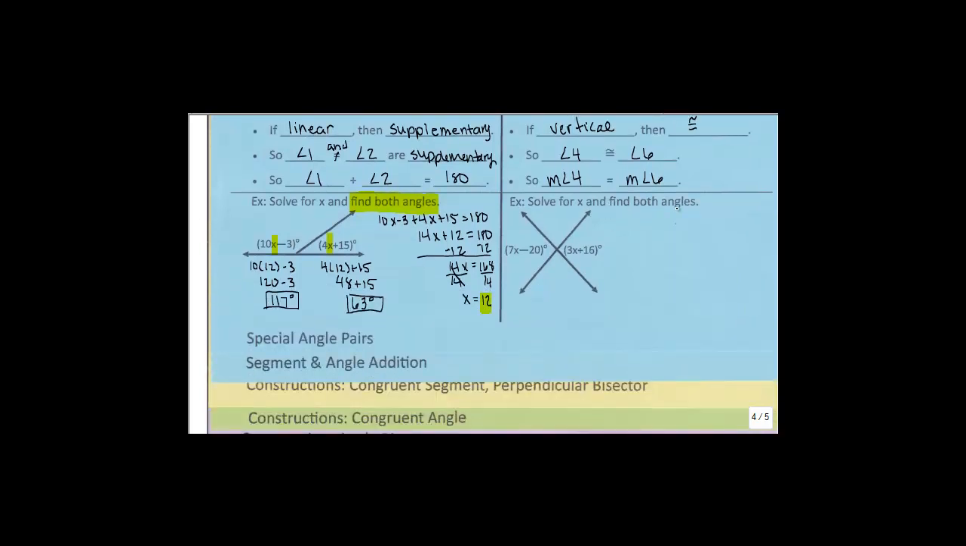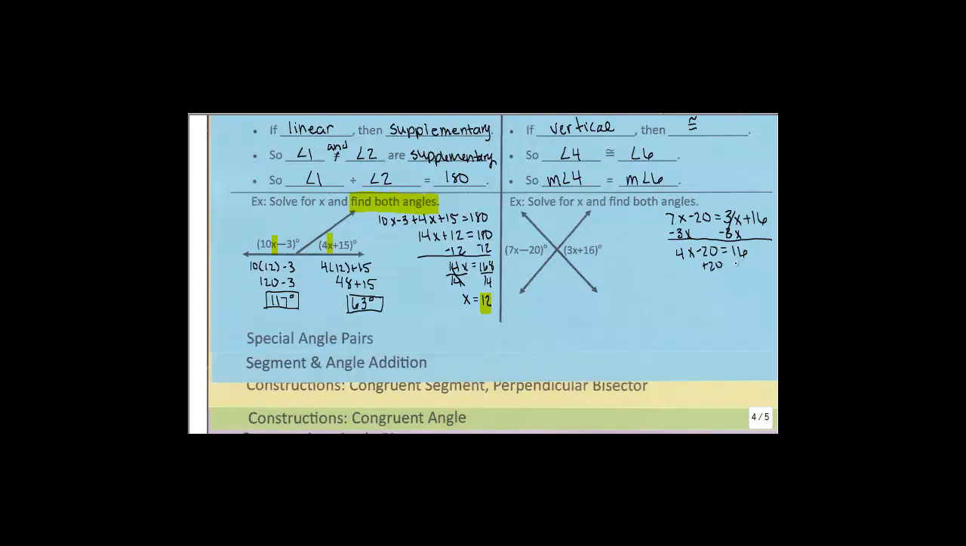Solve for x and find both angles. So instead of adding these together, making them equal to something, vertical angles are congruent, so they're the same. They're equal to each other. So we're going to make this equal to that. 7x minus 20 equals 3x plus 16. You're going to move 3x over. That cancels. And you get 4x minus 20 equals 16.